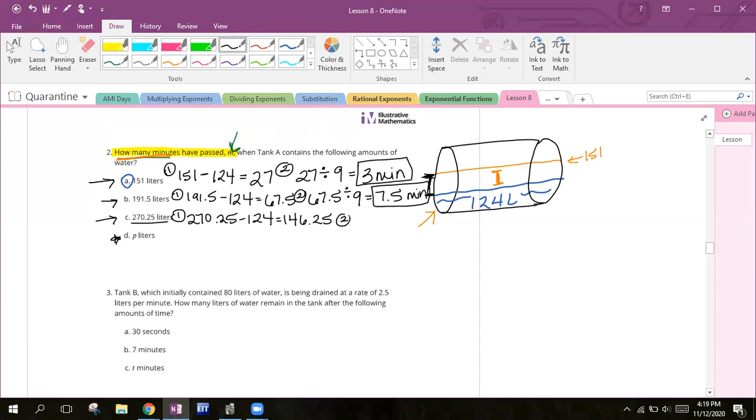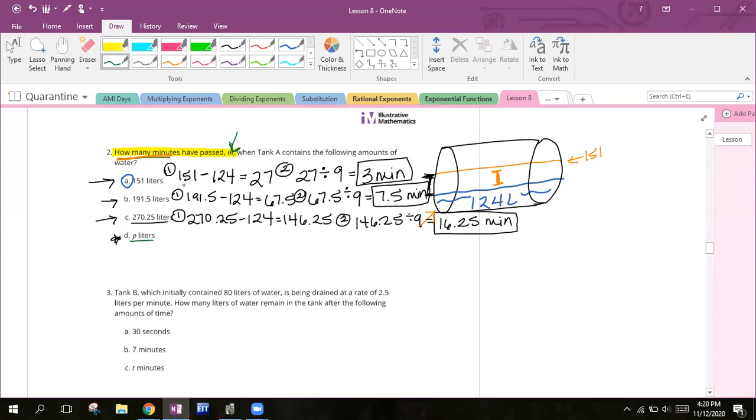So then I have to take that amount and divide it by 9. All right, and that gives me 16.25 minutes. All right, so now it wants me to do it with P amount of liters, okay? So an equation that would work for any amount of liters that could be in the tank.